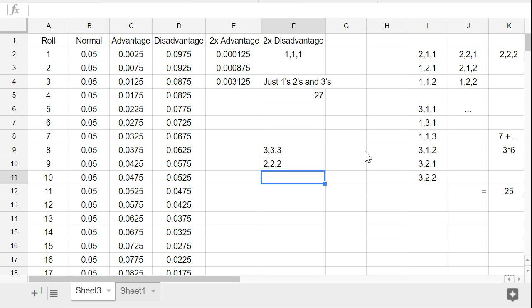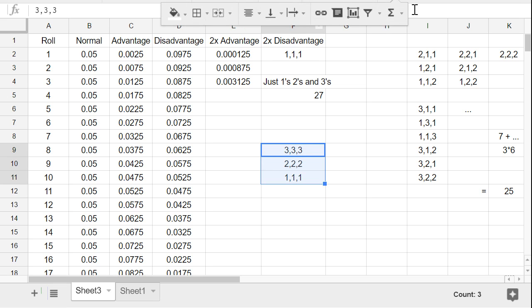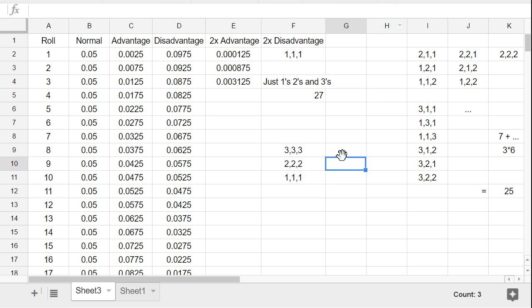You can't include 2, 2, 2. You can't include 1, 1, 1. You can't include 1, 1, 2, 2, 1, 1. Right? You can't include all those things, you know?